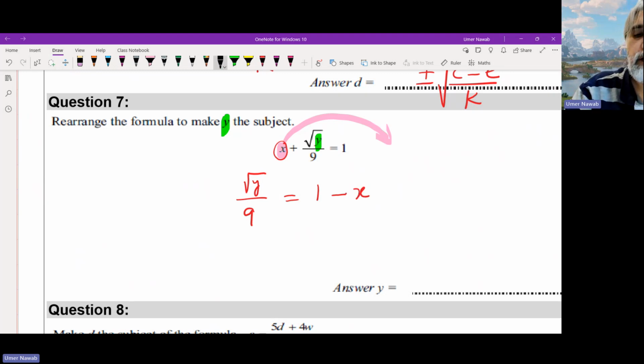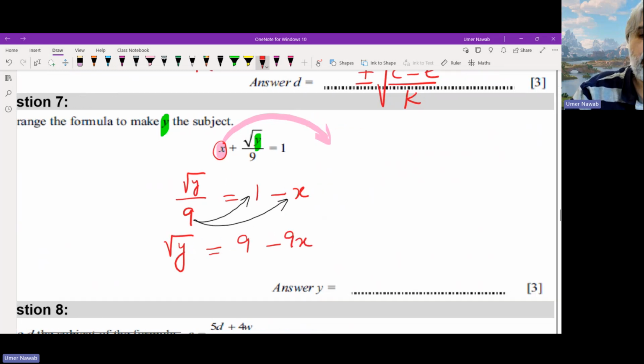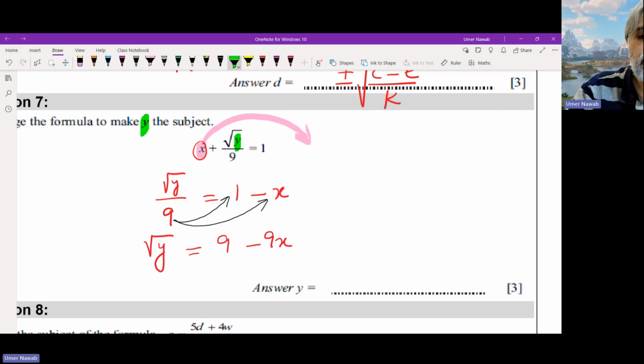Now cross multiplication, this 9 will be multiplied with 1 and multiplied with minus X. And square root of Y is still there on the left. 9 multiplied with 1 gives you 9, and 9 multiplied with negative x will give you minus 9x. Now I'm ready to send the square root on the other side.